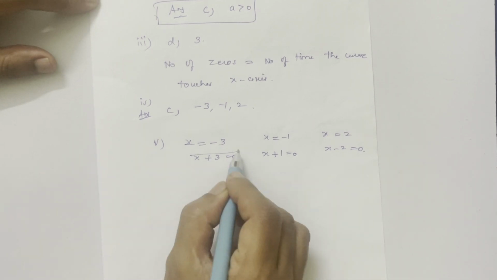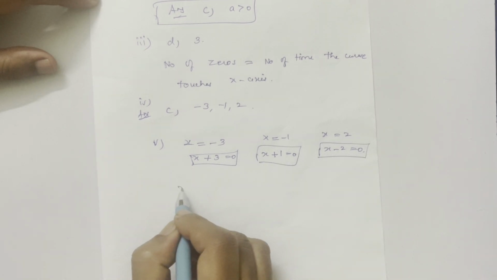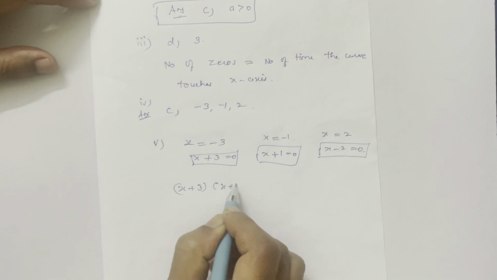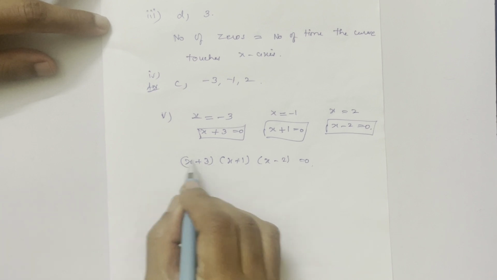So when we multiply these 3 equations, we will be getting 0 again. So x plus 3 into x plus 1 into x minus 2 equal to 0. We will multiply these two first.